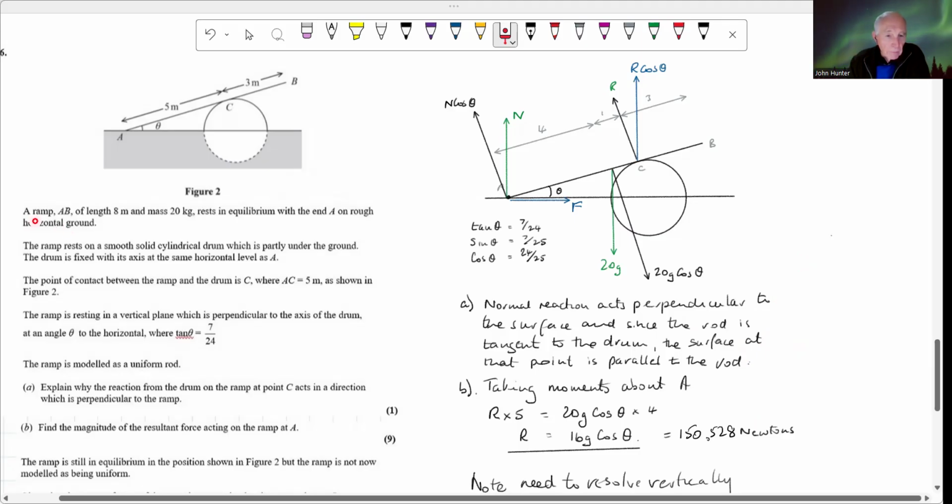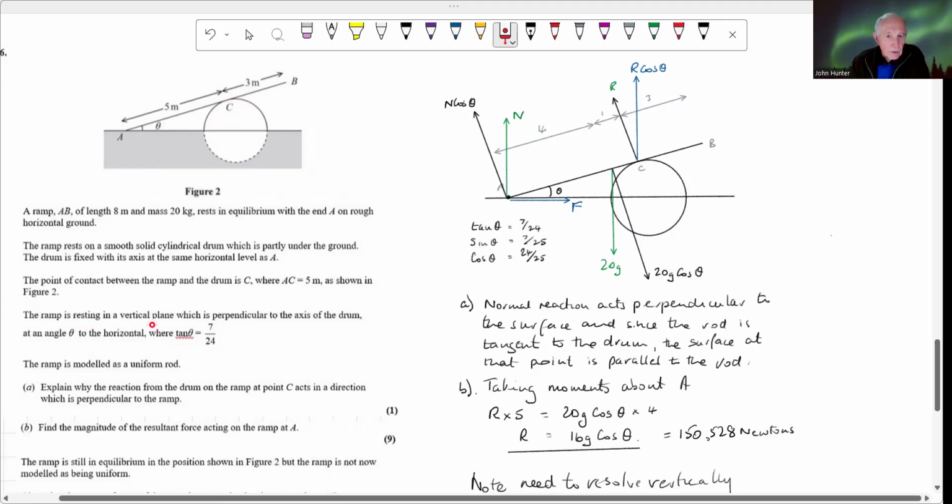Let's have a look. A ramp AB of length 8 meters and mass 20 kilograms rests in equilibrium with the end A on rough horizontal ground. The ramp rests on a smooth, solid cylindrical drum partly under the ground. So it's kind of buried under the ground, and that's the top half of the drum there, the ramp resting against it. The point of contact between the ramp and the drum is C. AC is 5, and then we've got the rest, 3 meters, sticking out the top there.